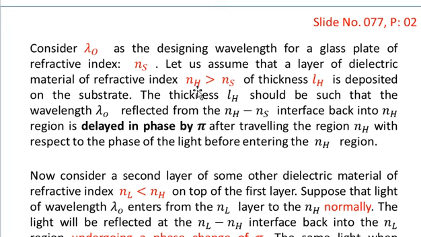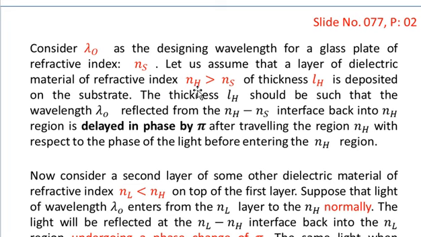The light will be reflected at the NL-NH interface back into the NL region, undergoing a phase change of pi. So you see that here the light is entering from a refractive index of a low value to a refractive index of a high value. So a phase change at the interface will occur, because the reflection at the interface will also be accompanied by a phase change of pi at the NL-NH interface.